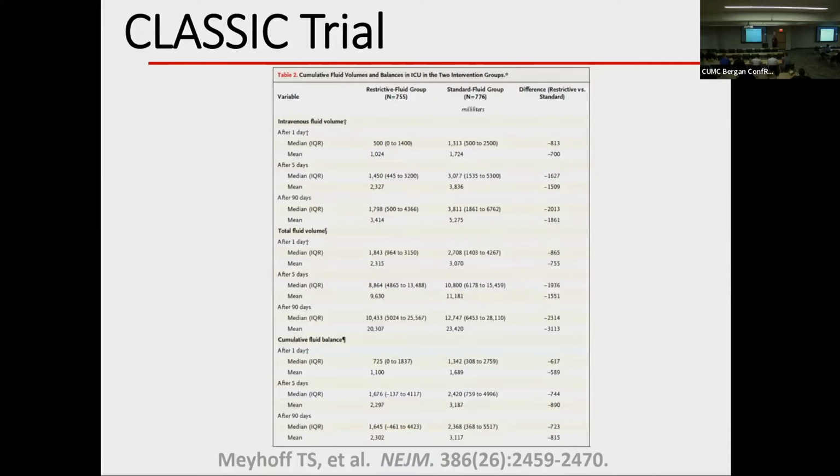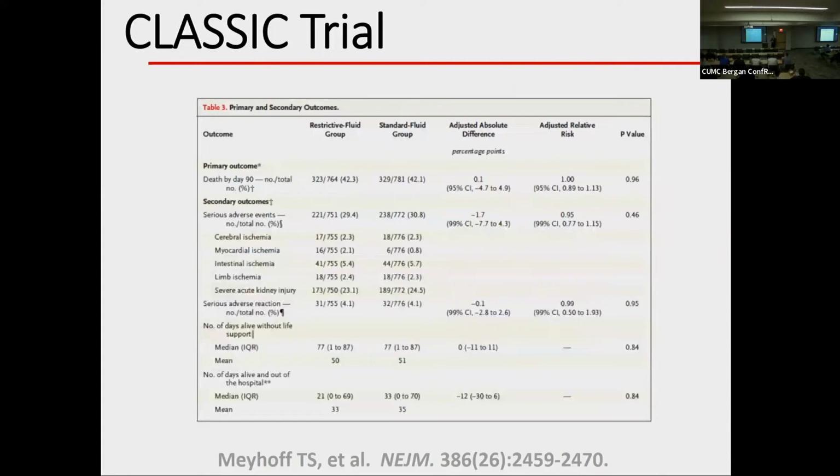You can see these patients at 5 days in the restrictive group got 9.6 liters of fluid, still a lot of fluid. In the liberal group, they got 11.2. So more in the liberal group, but it's kind of like more in the restrictive group and more plus in the liberal group. So they get a fair amount of fluid.